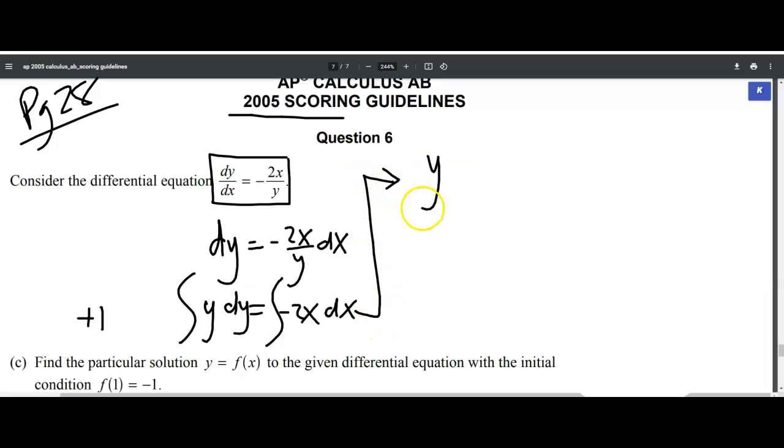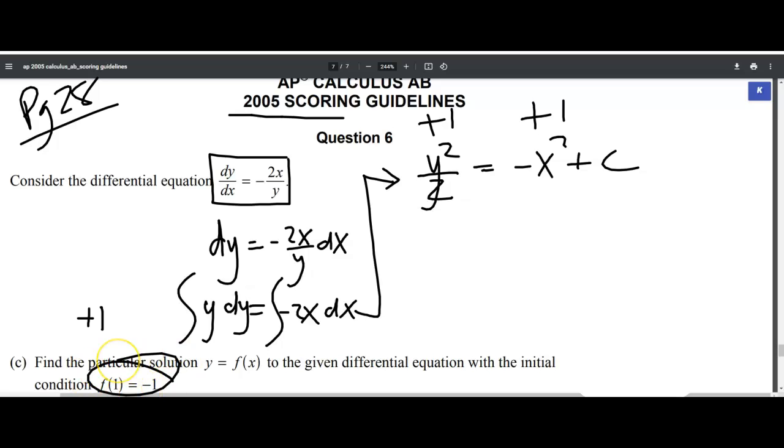Integrating the left side, we get y squared over 2. Integrating the right side, we get negative x squared plus y, just using the basic power rule. But typically, they'll give you 1 point for each one of those integrals. So now we're up to 3 points. The third step is to solve for c by plugging in the initial conditions. So I'm going to plug in 1 for x and negative 1 for y.